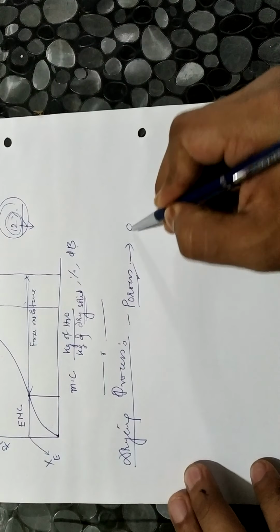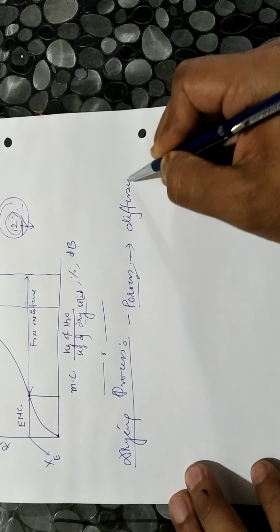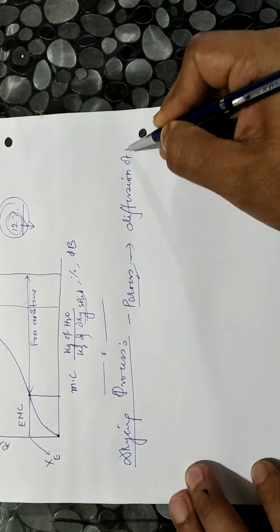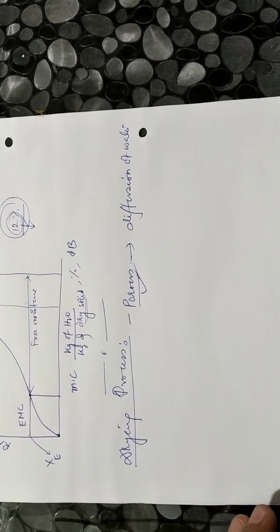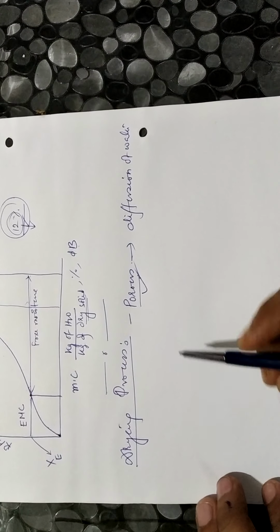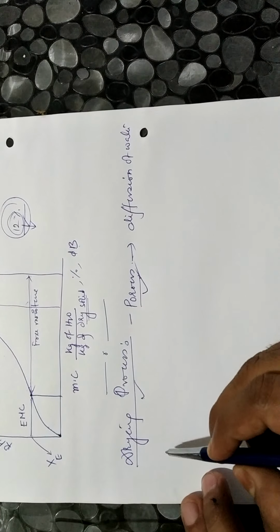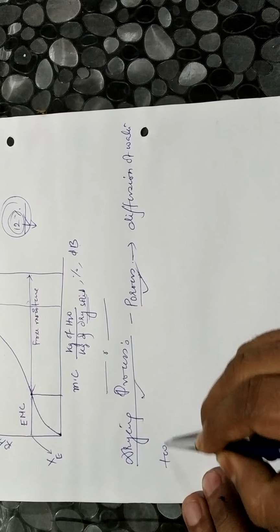So what is due to this diffusion? It is the flow of water, diffusion of water through a porous medium, that is your drying process. Here, the drying process is responsible for two factors. Basically it is responsible for two factors.